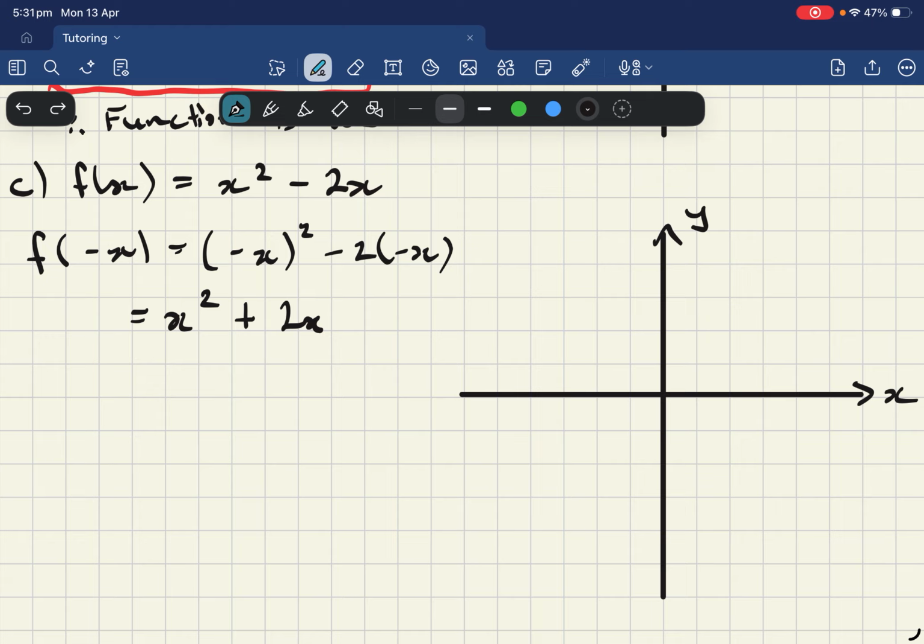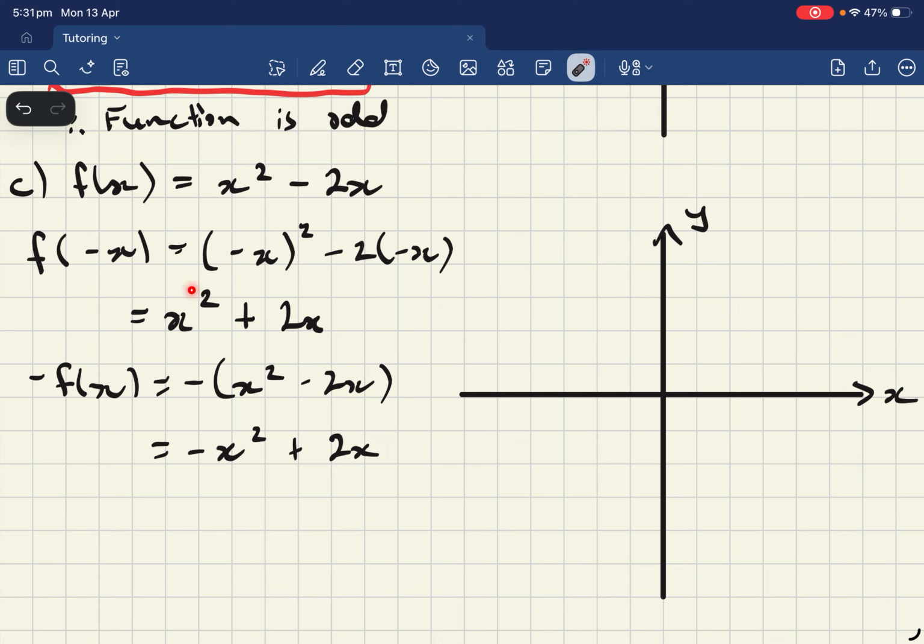negative f of x, that's going to give us negative x squared minus 2x, which when we expand this out, we'll get negative x squared plus 2x. So this one is not the same, well, these two, I should say, are not the same. So it's not an odd function either. So it's not an even function from this first thing we tested. It's not an odd function because these two are not the same.